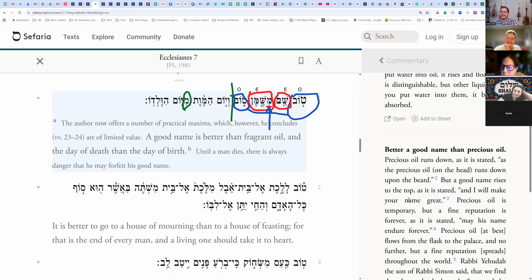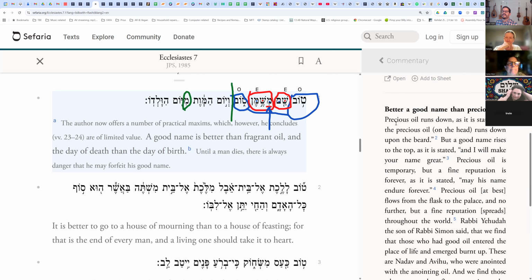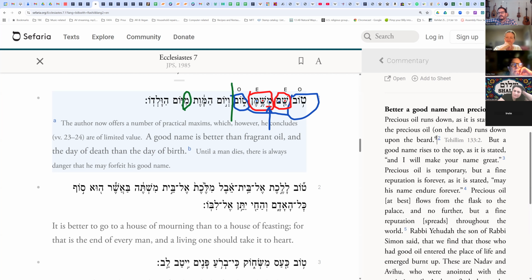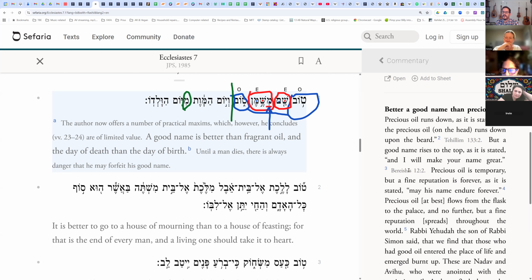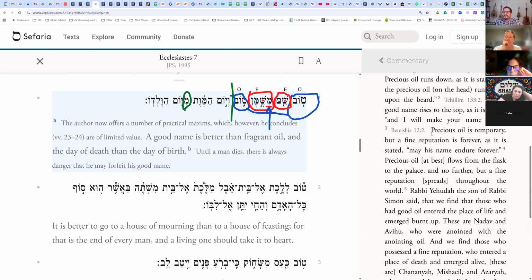And here's another idea that he has. Precious oil runs down, as it is stated, as the precious oil on the head runs down upon the beard, which sounds to me like anointment. Psalm 133. But a good name rises to the top, as it is stated, and I will make your name great. And you shall be a blessing. Right? Lech Lecha, it's from the same passage. And I shall make your name great in that wonderful song, that Debbie Friedman song. So their name, there's the word. I will make your name great is better. I think you get it. Precious oil is temporary, but a fine reputation is forever.